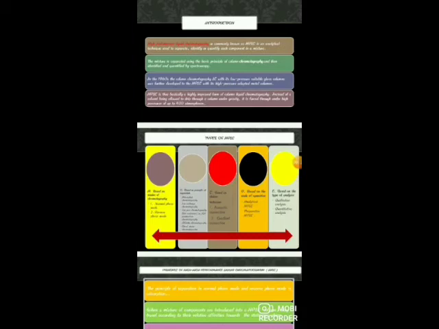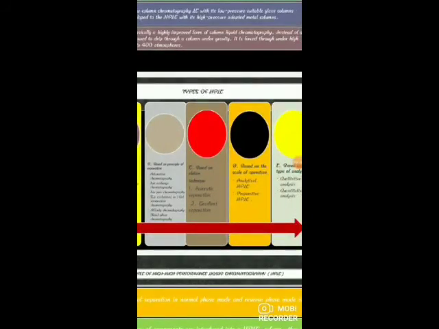Now based on the principle of separation, there are adsorption chromatography, ion exchange chromatography, ion pair chromatography, size exclusion or gel permeation chromatography, affinity chromatography and chiral phase chromatography. Now based on the scale of operation, we use analytical HPLC.